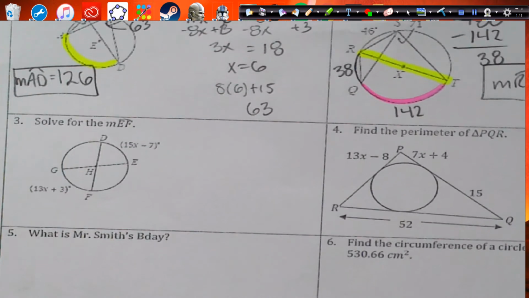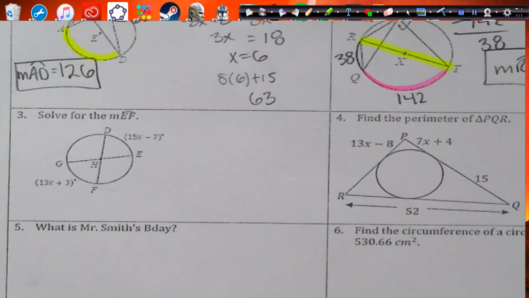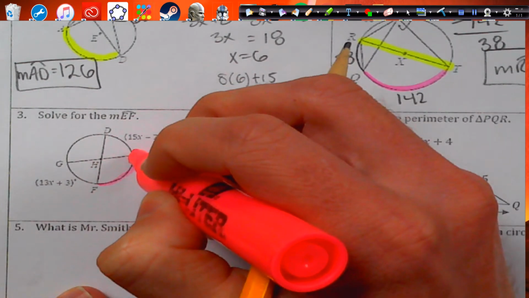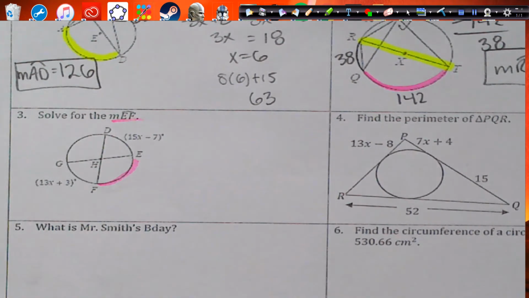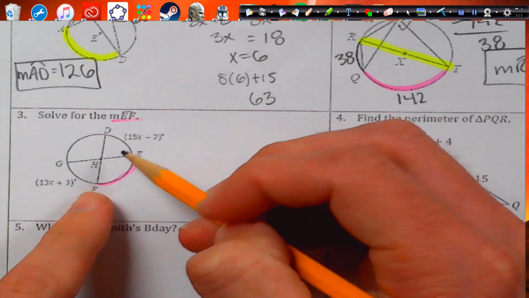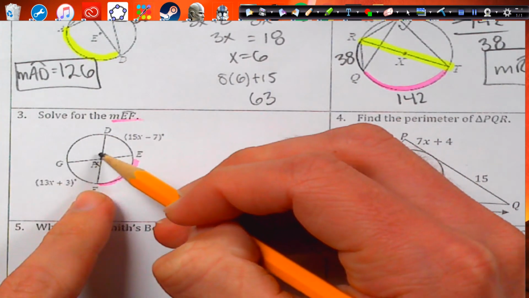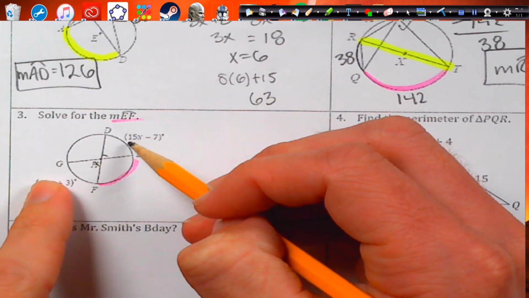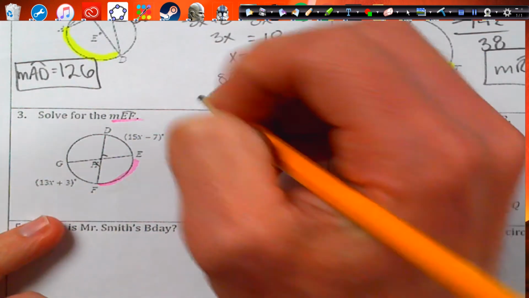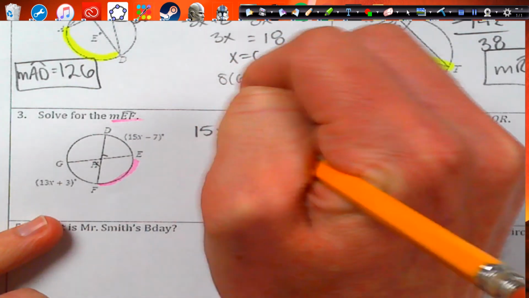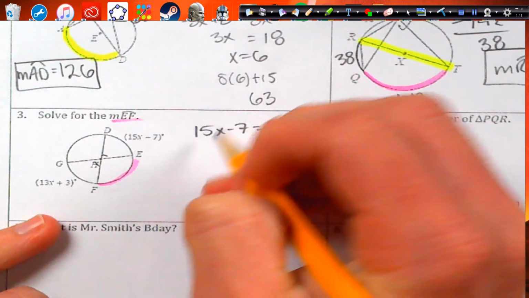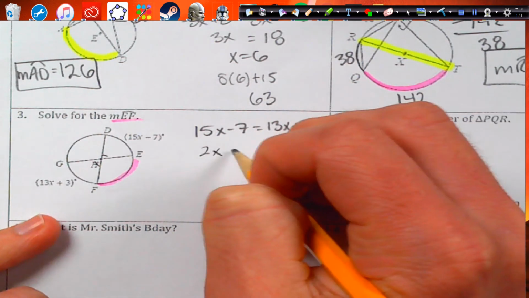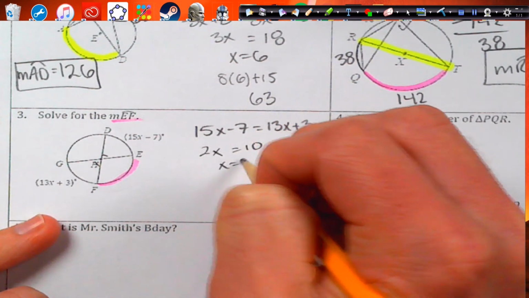Alright, number 3. Okay, so we want to find the measure of EF, which is actually right here. But to do that, these are diameters, and these are vertical angles, so they're congruent, which means their arcs are going to be congruent as well. So we set these equal to each other, and subtract over, and we get 2x, and add that over, we get 10, x equals 5.